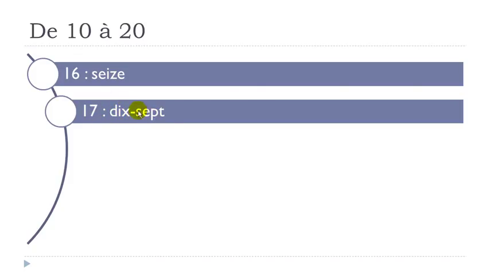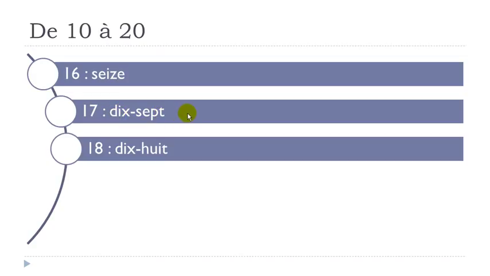Dix, and then sept. So if you remember this, it's here, it's 10, and then sept, seven, okay? So it's clear. But then for the pronunciation, dix-sept. Okay, so you don't insist on the s. 17. Okay, then 18.